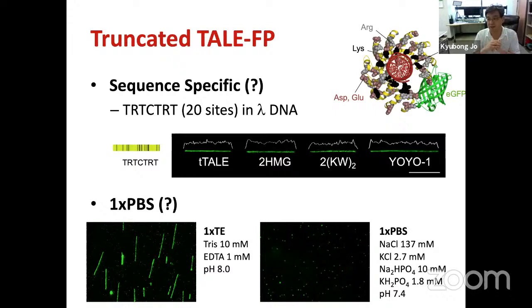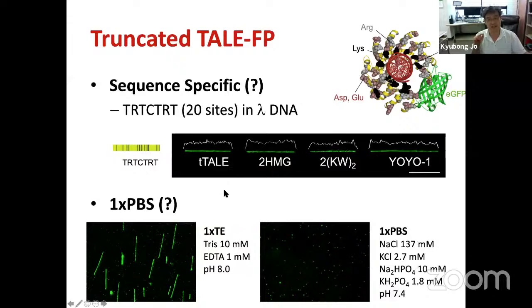But usually the TALE has 20 recognition sites. That's too many, so we reduced the size of the TALE, which is also much more efficient for cloning, to a 7-mer TALE. We called it a truncated TALE-FP, and it can recognize multiple sites in bacteriophage lambda. Interestingly, instead of a sequence-specific pattern, it just stains the whole DNA like other FP-DBPs.